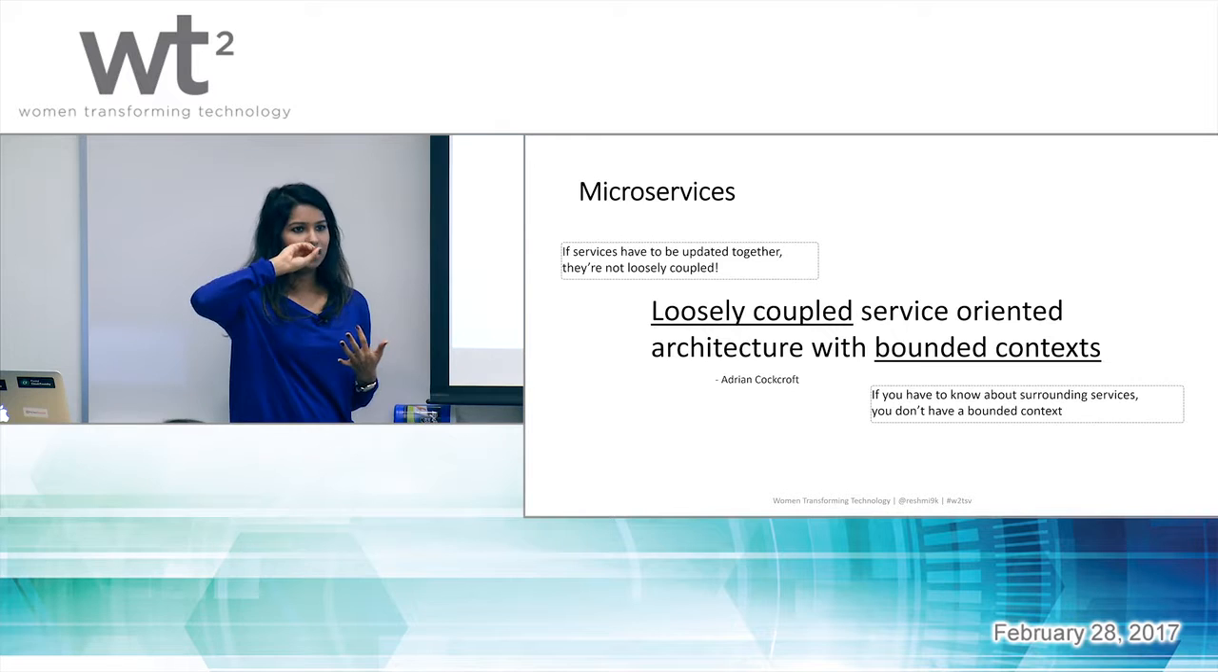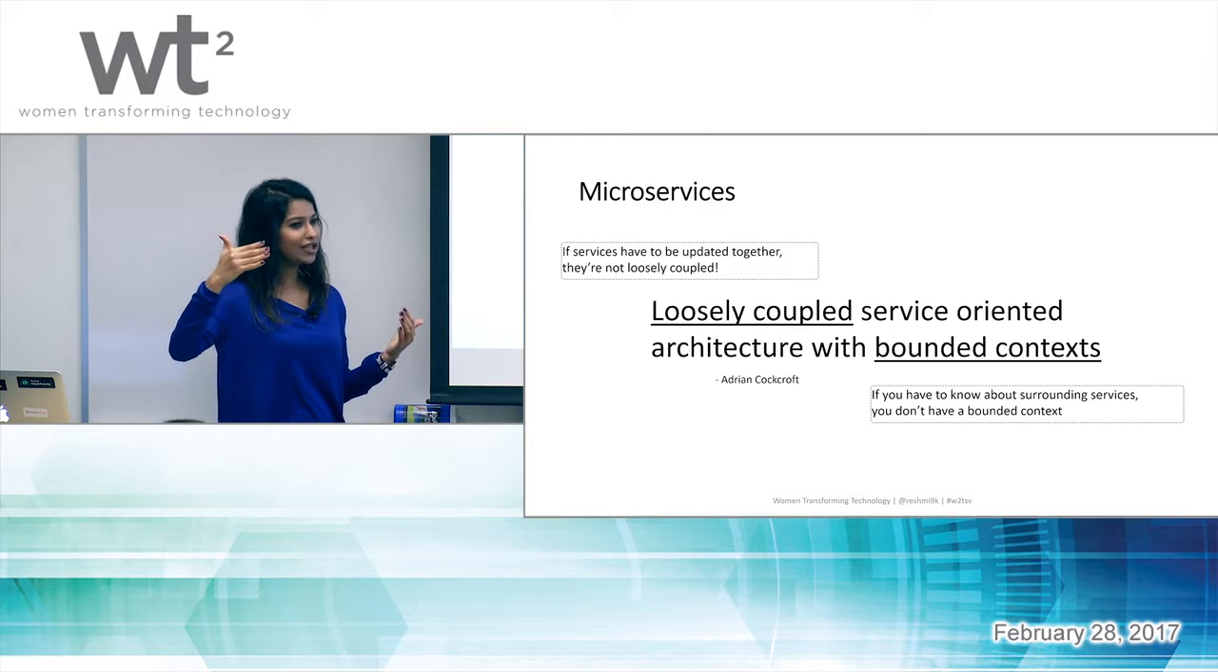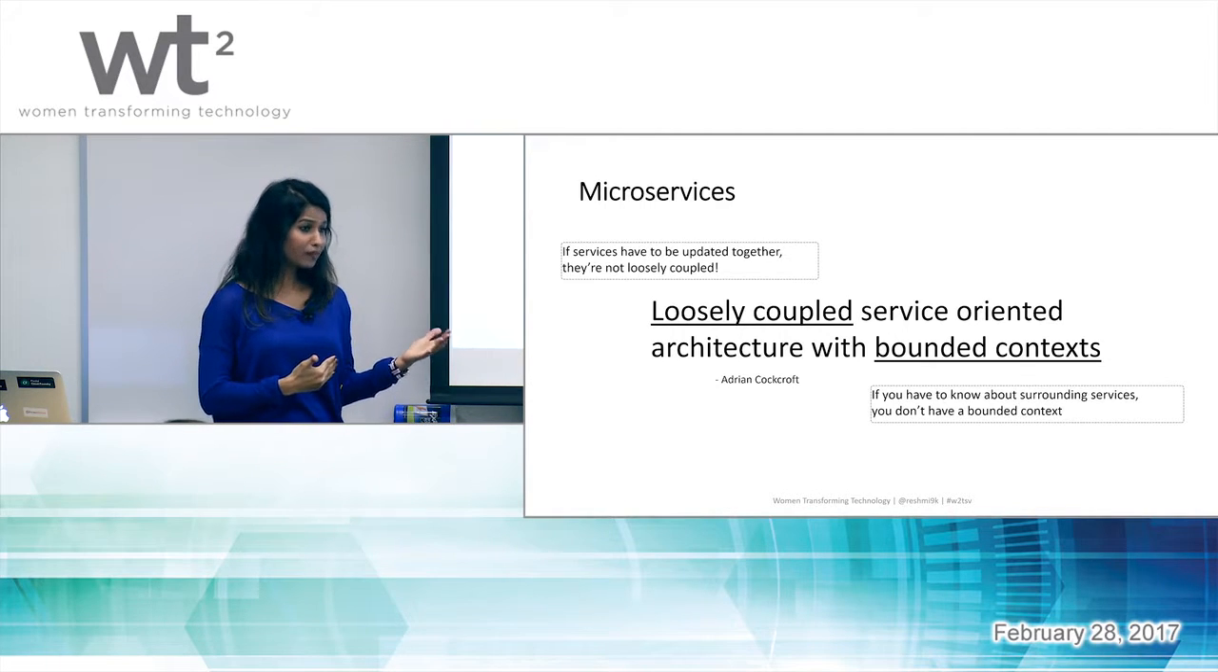I'm looking at some dresses. Why do I need to know, let's say, about my billing information? I don't need to know that. All I need to know is my product catalog, right? That can be another microservice.